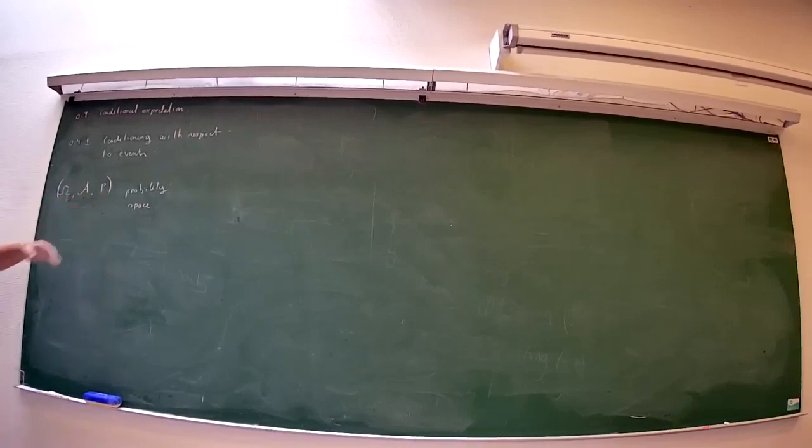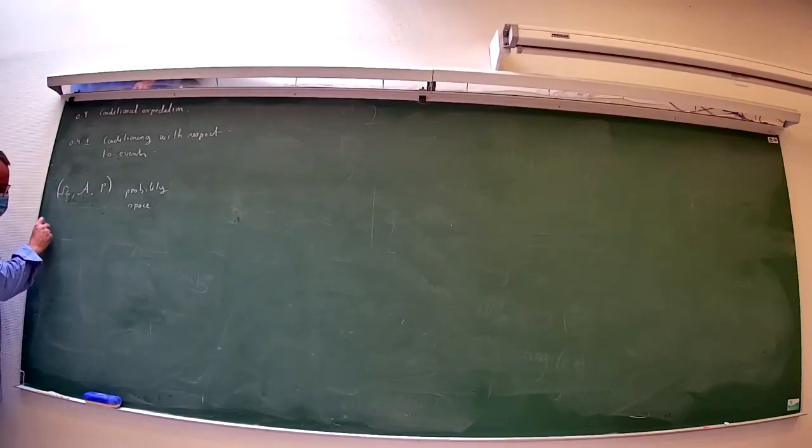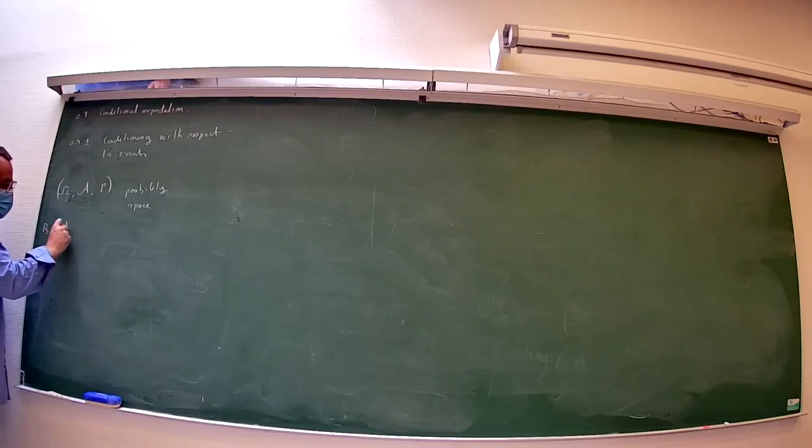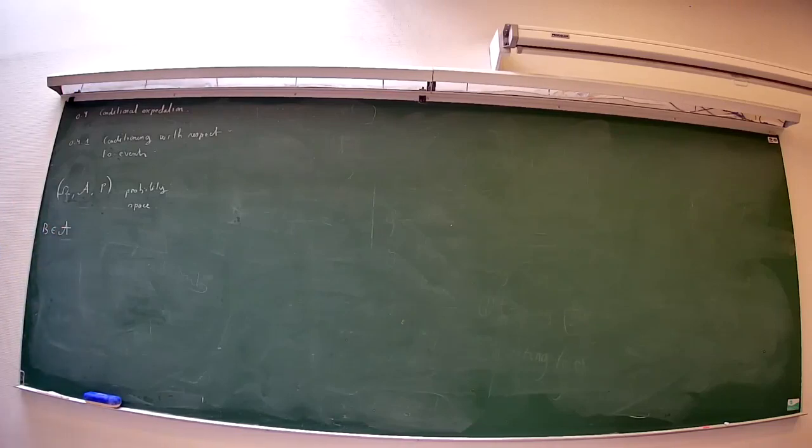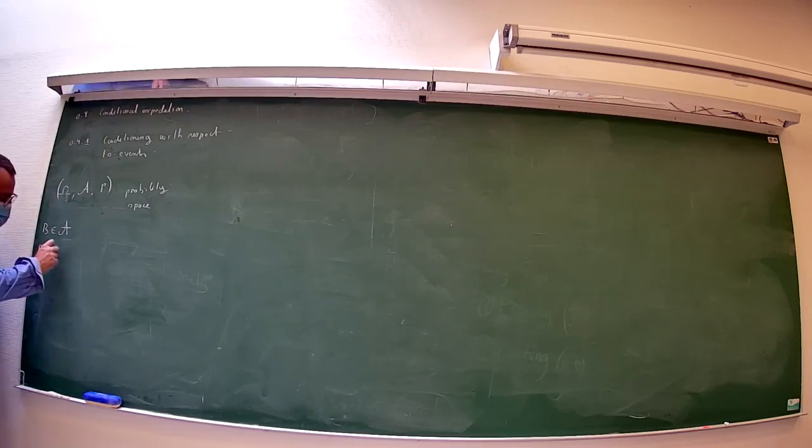I consider a set B in my sigma algebra. And I suppose that P of B is well defined because B is an element of the sigma algebra. I suppose it to be strictly positive.